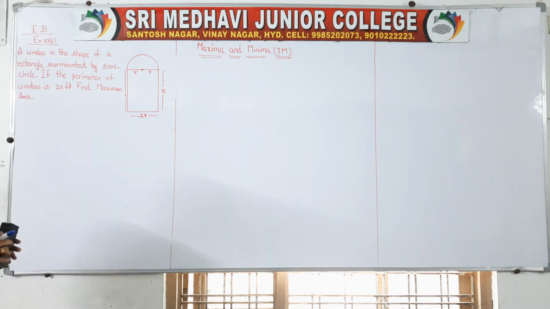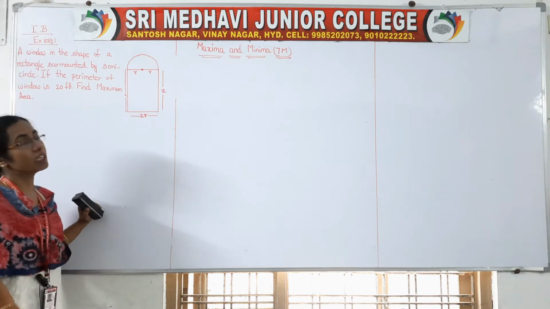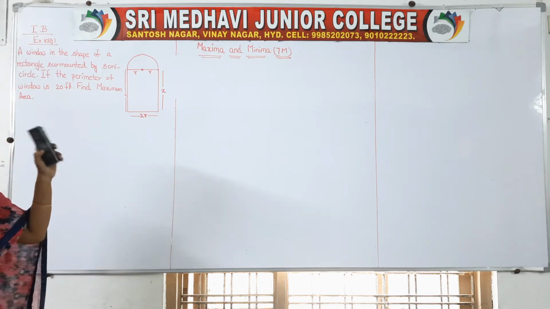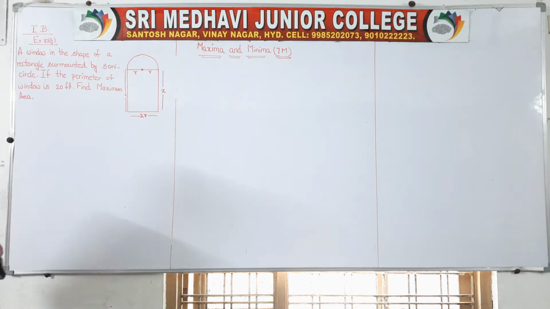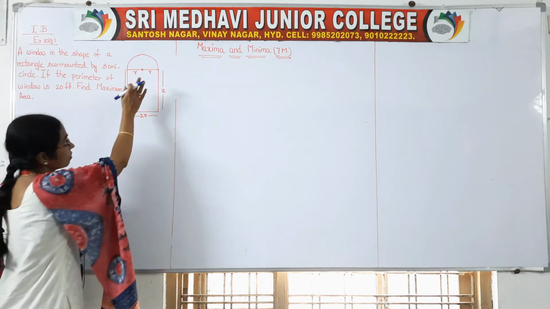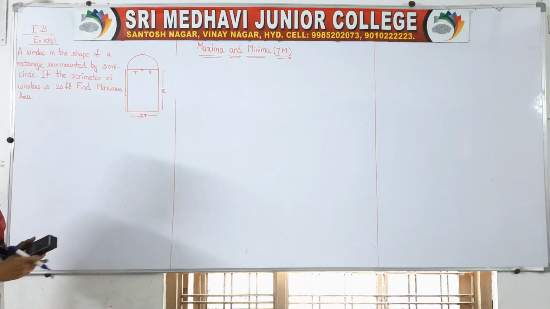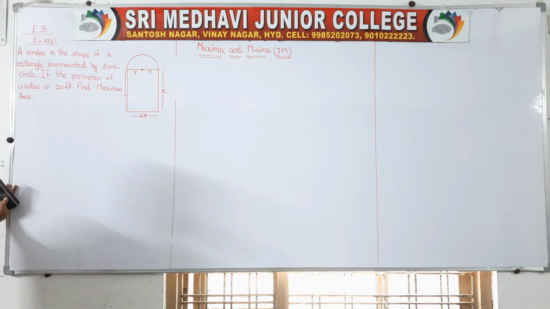Okay, and the perimeter of the window is given to you. Perimeter, the outer length, is given to you. And with that, find the maximum area of this window. So maximum area of the window means area of a rectangle and area of a semicircle, isn't it? So come on, first what is the given information to us?